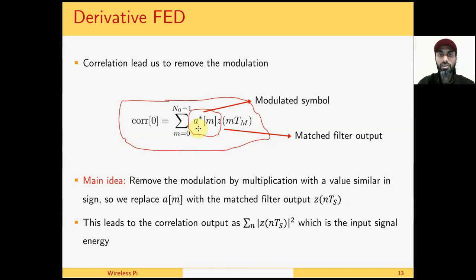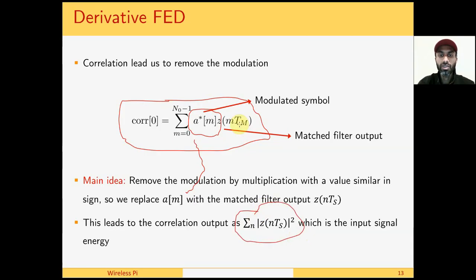Those were data-aided scenarios where the data values were available in the form of a training sequence or the decisions we make on the match filter outputs. Now, when the data symbols are not available, we need to resort to a non-data-aided solution. What we do is that we replace AM with the match filter output, and this leads to the correlation output as the energy, mod z(nTs) square.